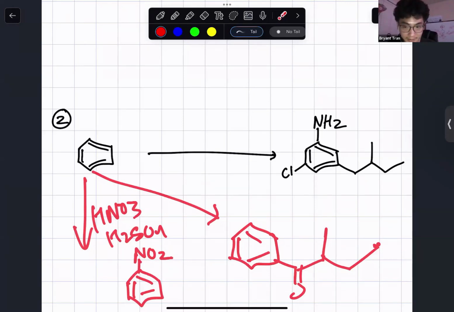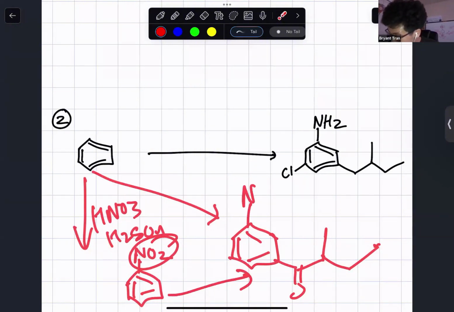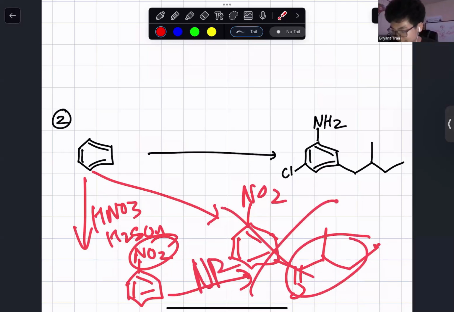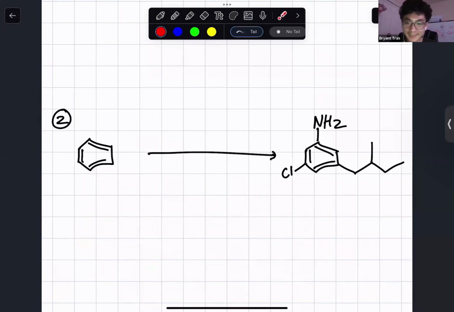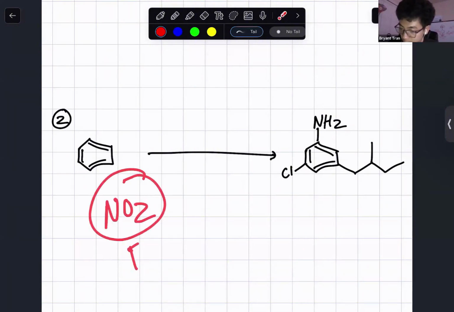NO2 won't do Friedel-Crafts. Yes, nitration will stop the Friedel-Crafts reaction, right? This NO2 here will deactivate the ring, and when we try to add this group right here, there's no reaction. So that's why we cannot do nitration first: the nitration deactivates the ring, making it unable to do the Friedel-Crafts reaction. NO2 can't do Friedel-Crafts because NO2 is a deactivator, an electron withdrawing group.